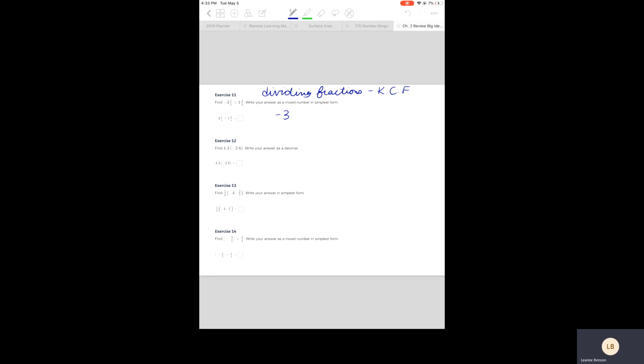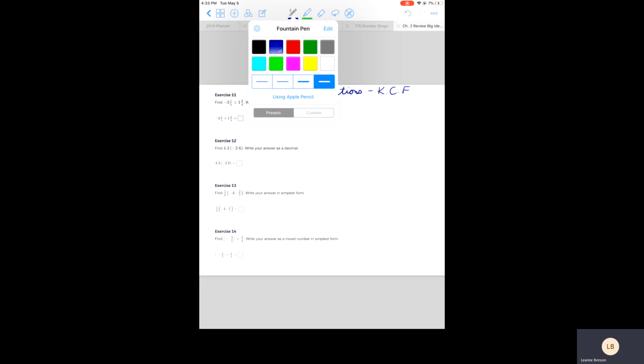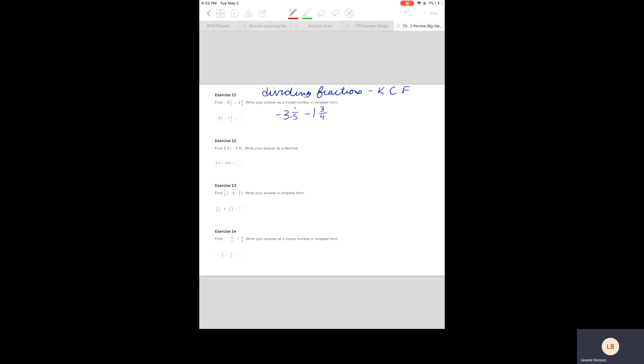So negative 3 1/5 divided by 1 3/4. We can't do anything yet because we have 2 mixed numbers. So I'm going to get this into an improper fraction. 3 times 5 is 15, plus 1 is 16. So I have negative 16 over 5 divided by 1 times 4 is 4, plus 3 is 7 over 4. Now that I have 2 fractions that I'm dividing, I can do my keep, change, flip.